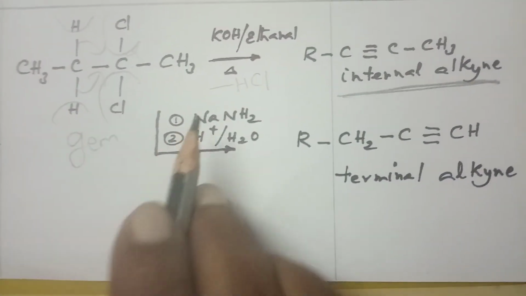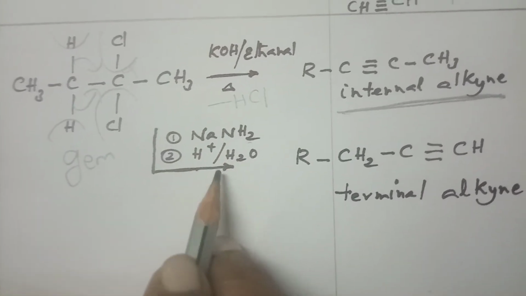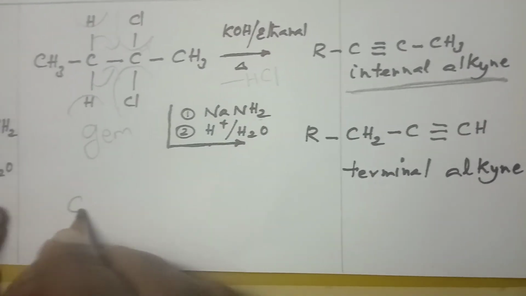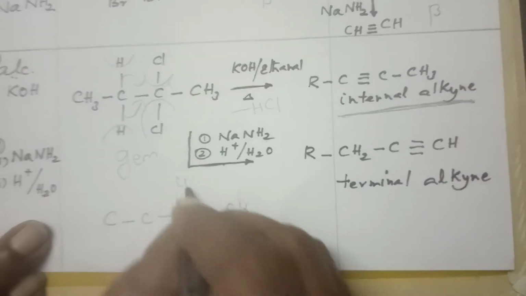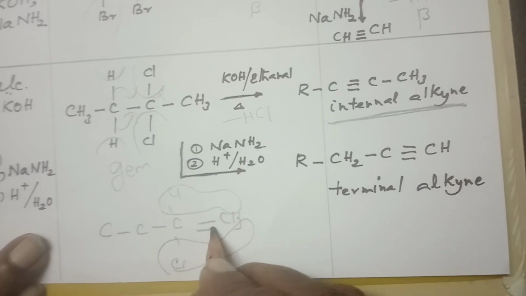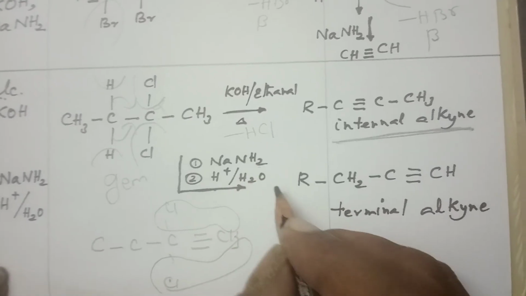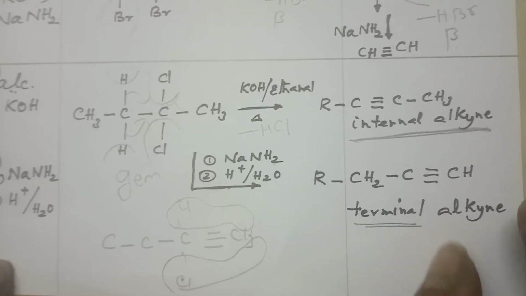If the same gem dihalide is used with sodamide followed by hydrolysis with water, sodamide ends with the terminal alkyne. This is the reactant. The first step is removal here, and the second step is also removal, and the triple bond forms here. This is due to the sodamide. This is very important: wherever sodamide is used, it should be only the terminal alkyne. Now let us see the continuation of some more preparations of alkynes.